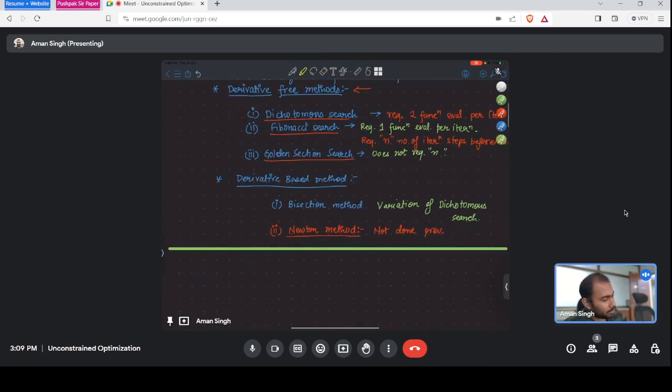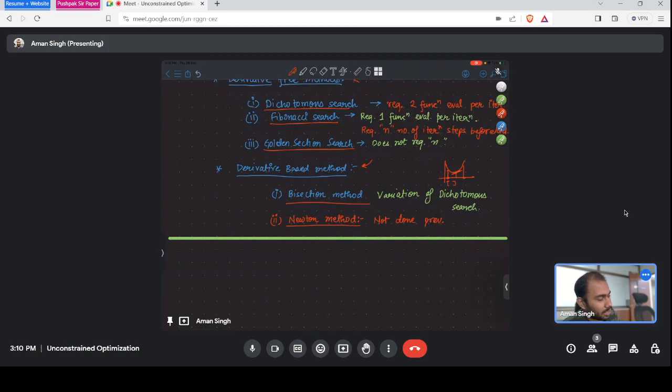Then we also looked at some derivative-based methods, in which we looked at the bisection method, which is just a variation of dichotomous search. Basically, if we have a closed interval, we find the midpoint and find the derivative at that point. If it is positive, we change the lower limit to that point, and if it is negative, we set the upper limit of the new interval to that point. So that was the bisection method. It's similar to dichotomous search, except that instead of calculating two points, we just calculate the derivative at that point.